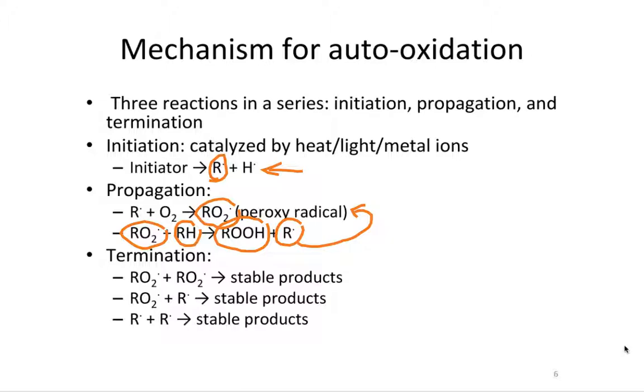Now, termination can be through a combination of two peroxy radicals to form stable products, or a peroxy radical and another free radical to form stable products, or combination of two free radicals to form stable products. Each of these can lead to eventually formation of stable products that can terminate the process of autooxidation. So these are the three steps that are involved in autooxidation.